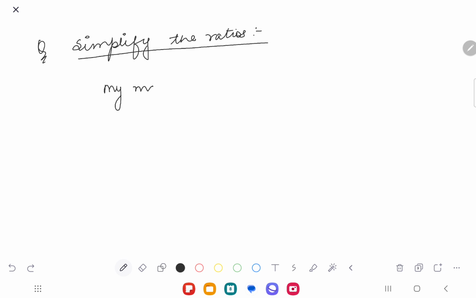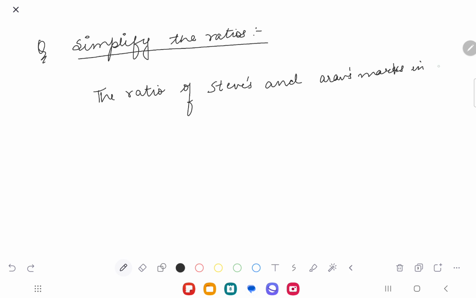If I am saying that, the ratio of Steve and Arav's marks in an exam are in the ratio 2 is to 3.